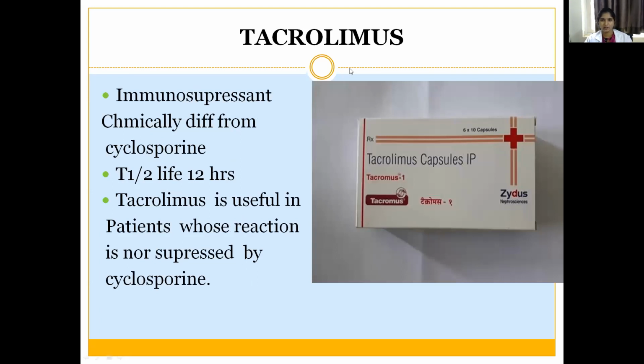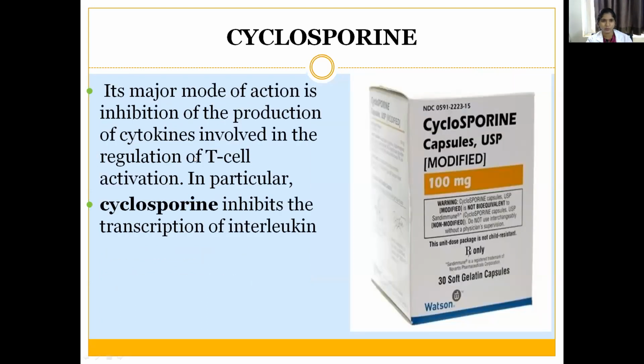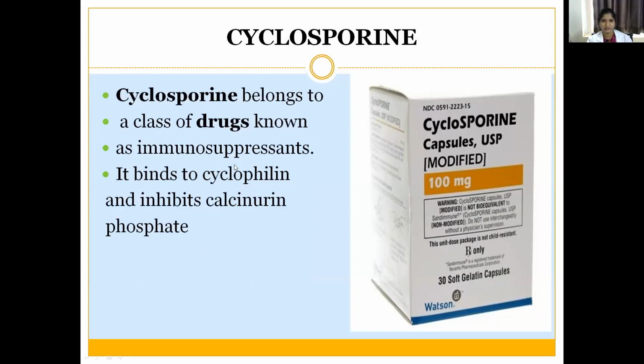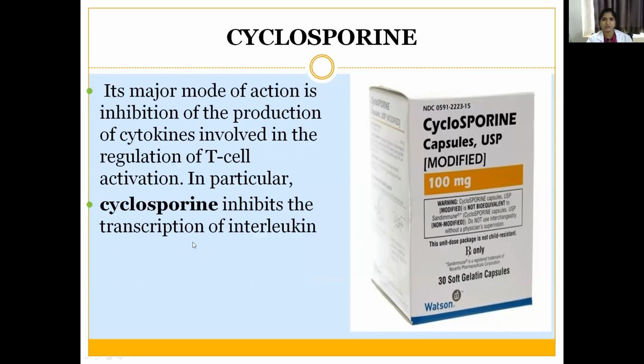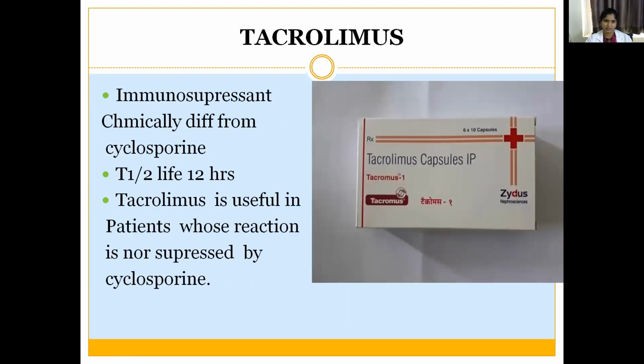And the next drug is tacrolimus. This also belongs to the immunosuppressant drugs. Chemically, it differs from cyclosporin. Cyclosporin inhibits the production of cytokines, which are involved in the regulation of T cells, and also binds to cyclophilin and inhibits calcineurin phosphatase. Tacrolimus is also an immunosuppressant with the same mechanism of action as cyclosporin, but chemically different. Its plasma half-life is 12 hours.